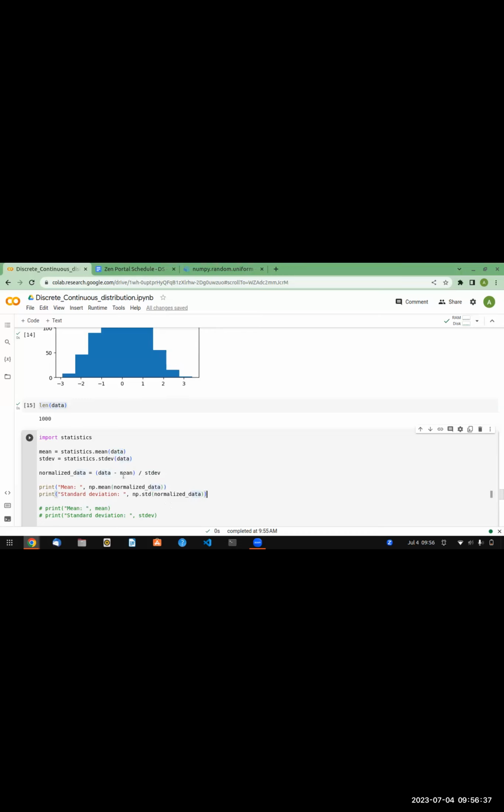Now, I'm not going to see the normalized data here. This is not normalized data. This should be standardized data.